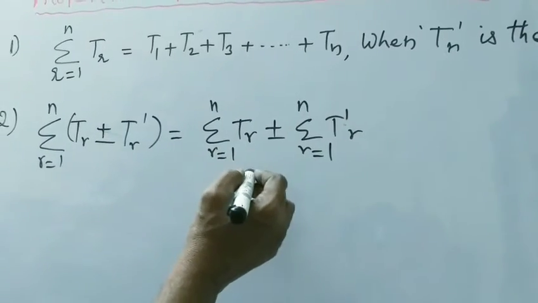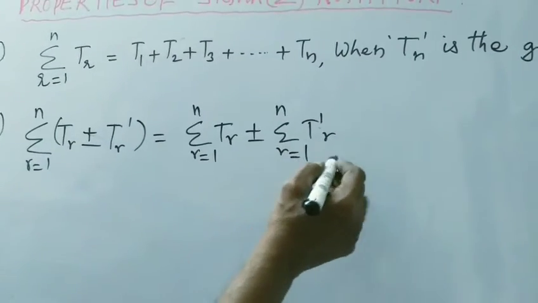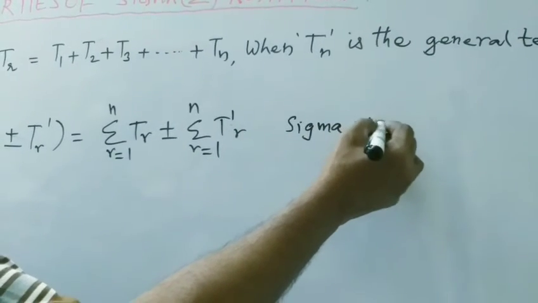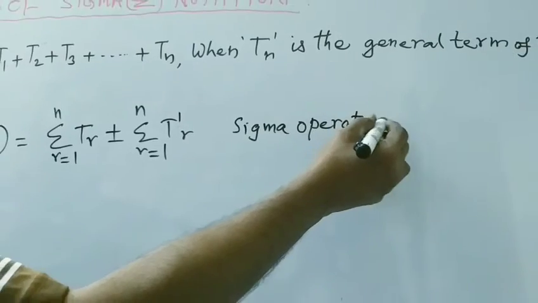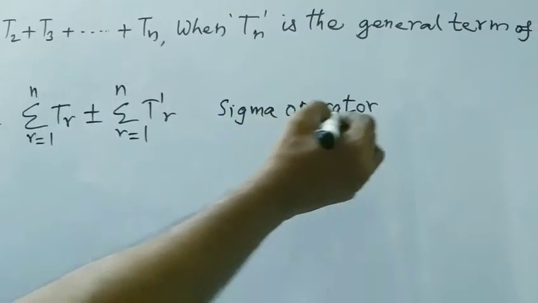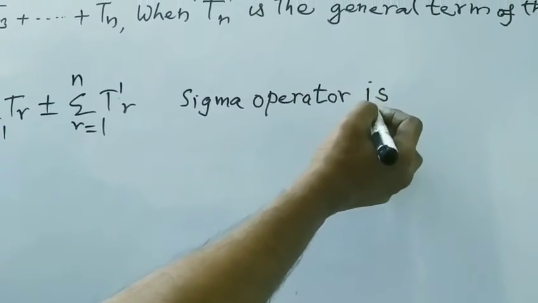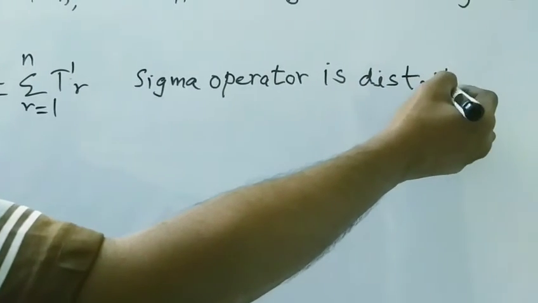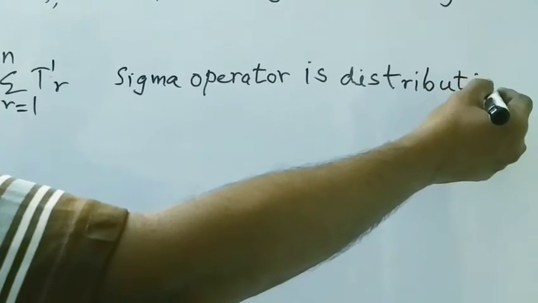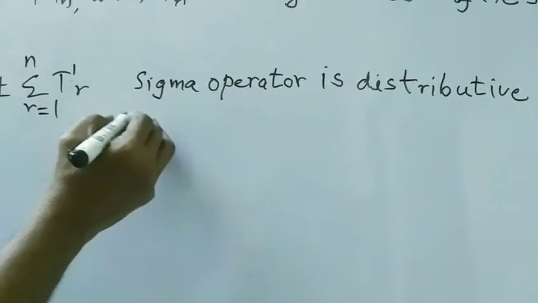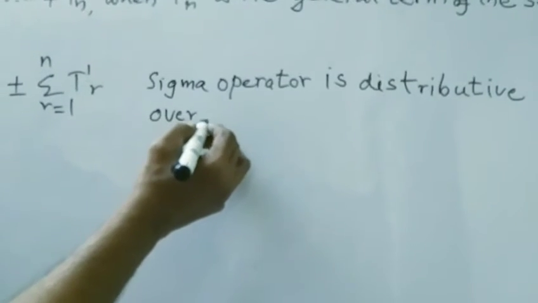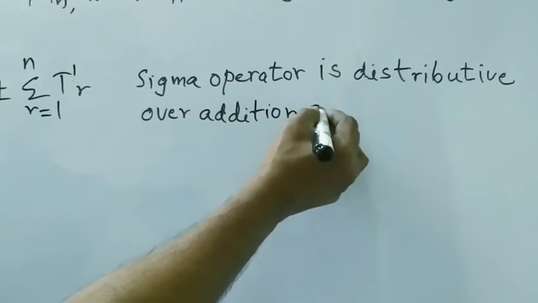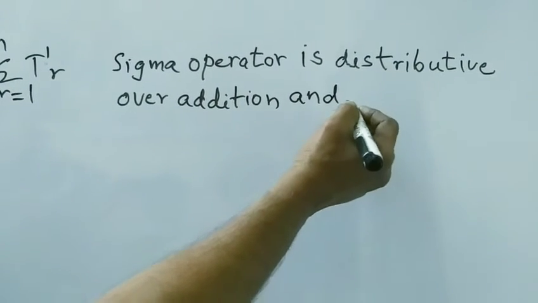Here the sigma operator is distributive over addition and subtraction.